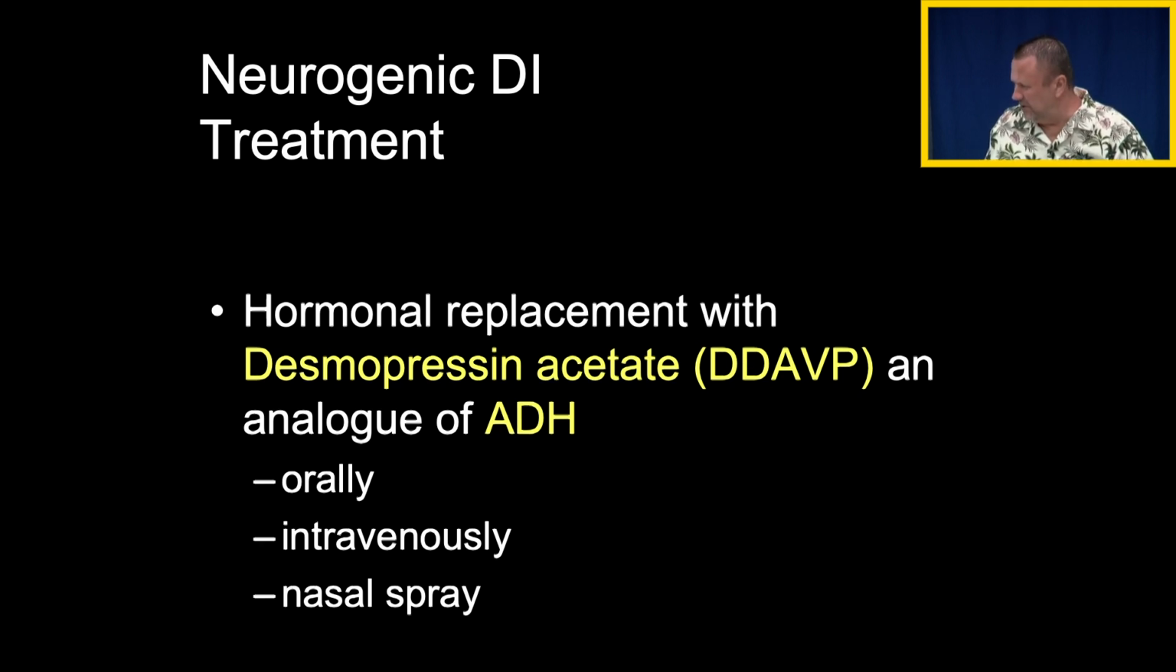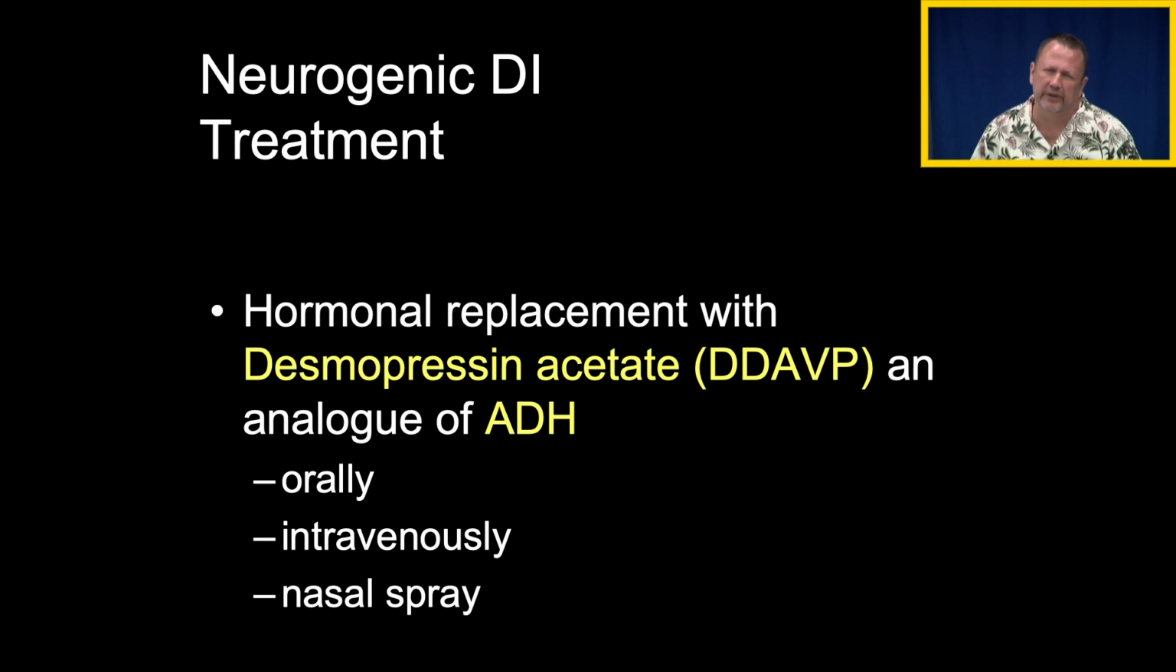Now, if the brain is not making antidiuretic hormone, then replacing the antidiuretic hormone makes sense. Desmopressin, DDAVP, is an analog of antidiuretic hormone. Has all sorts of uses. We can use it orally, intravenously, or as a nasal spray. And even though we've listed this as a treatment for DI, let me see if it's on my slides.